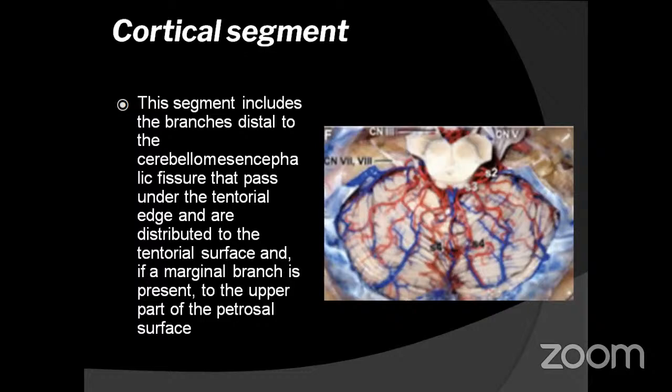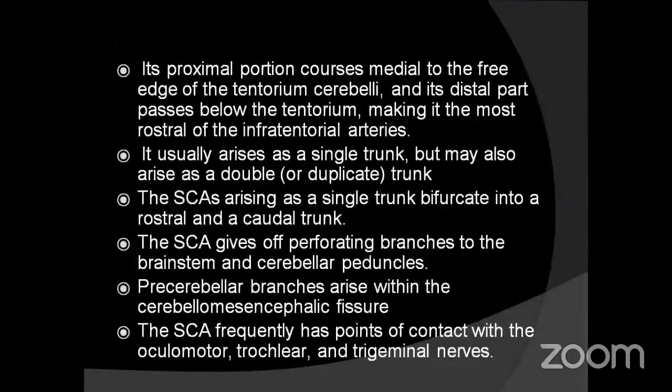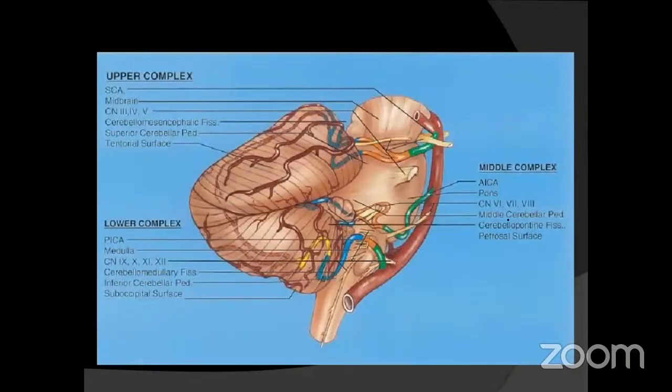So the cortical segment, or S4, includes segment branches distal to the cerebellomesencephalic fissure that pass under the tentorial edge and are distributed to the tentorial surface. And if a marginal branch is present, to the upper part of the petrosal surface as well. As we have discussed previously, the petrosal surface of the cerebellum is supplied by the middle complex, and the upper complex supplies the tentorial surface. But sometimes an artery called the marginal artery is present, which supplies the petrosal surface of the cerebellum as well. We will be discussing it shortly.